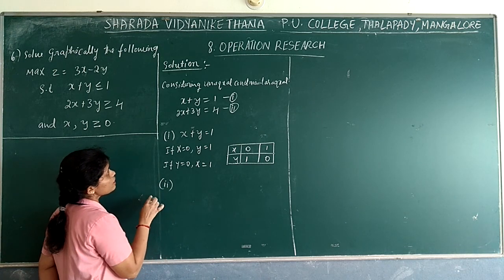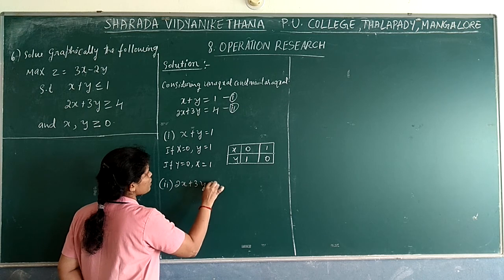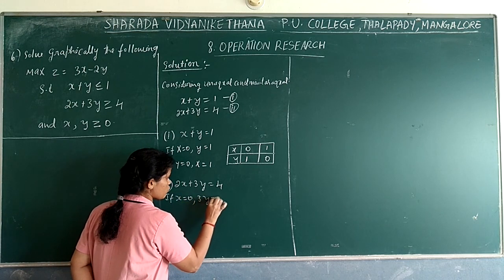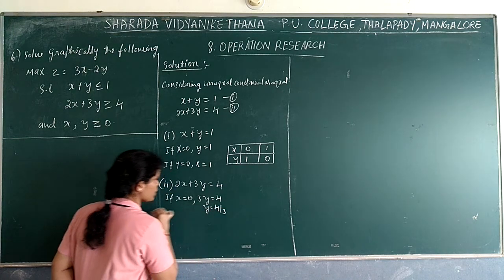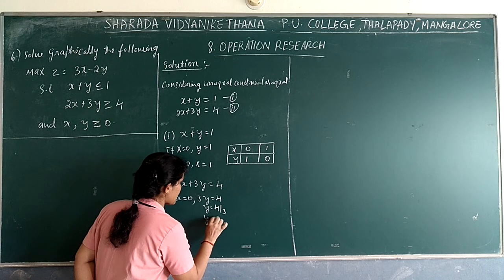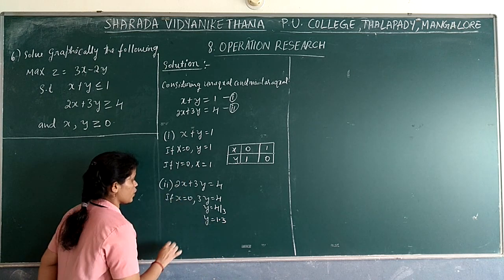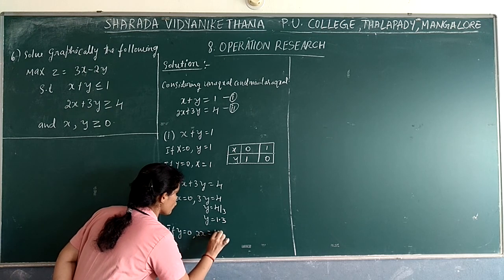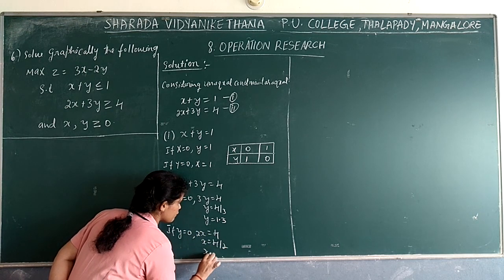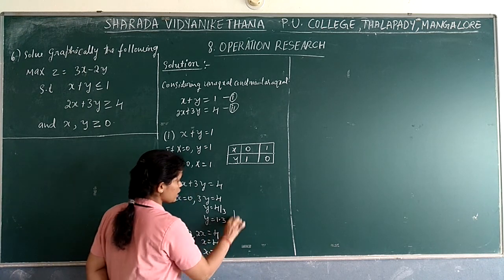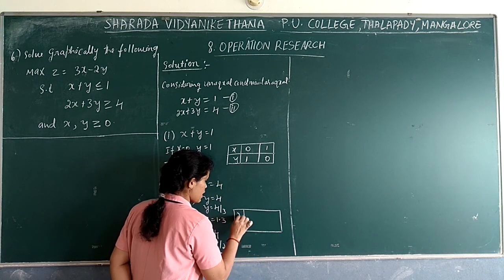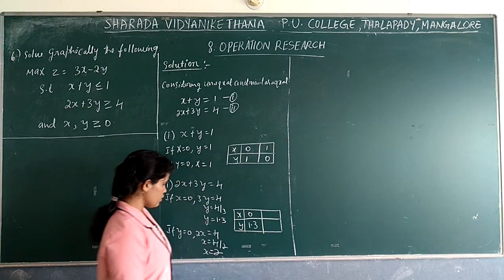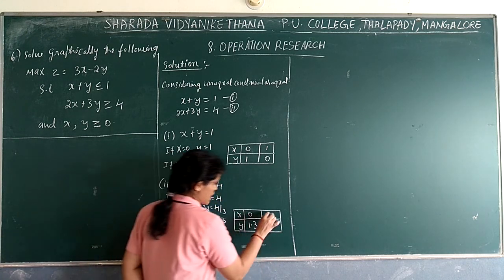Take the second equation, that is 2x plus 3y is equal to 4. Now here, if x is equal to 0, what will remain? 3y is equal to 4, so y is equal to 4 by 3. We get y as 1.33, so we take 1.3 as y. Now, if y is equal to 0, then 2x is equal to 4, so x is equal to 4 by 2. There we get x as 2. Now write the values: x, y, 0. When x is 0, we get y as 1.3, and when we take y as 0, we get x as 2.